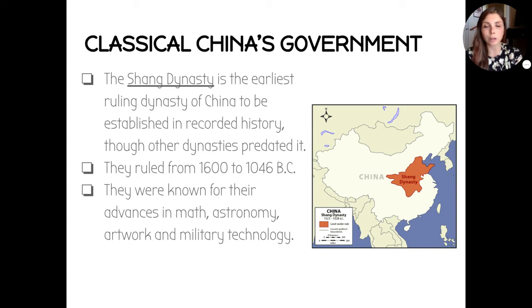Again, think about your number line. The BC means we're going to the left side of our number line towards those negative numbers, so a very long time ago. They were known for their advances in mathematics, astronomy, artwork, and military technology.